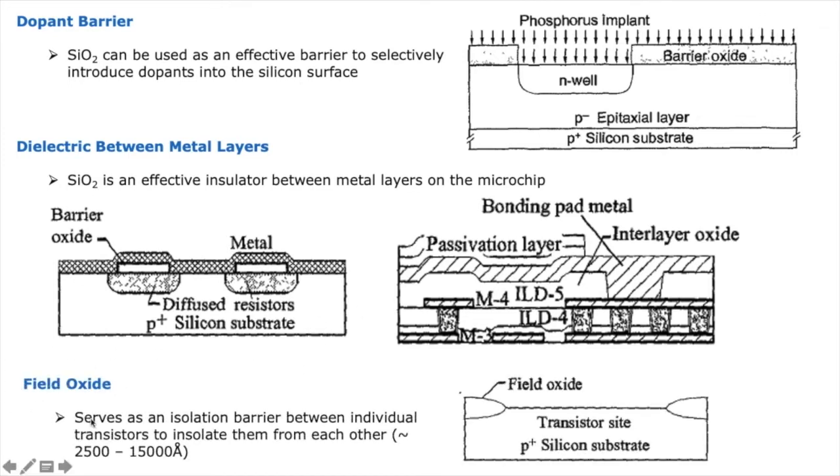This is called field oxide. The field oxide is also an isolation oxide. What you do is grow a small region with a thick oxide layer, around 2500 to 15,000 angstrom. So it's quite a thick oxide layer, these two parts. In these regions you are going to fabricate the transistor. So one transistor is separated from another by the field oxide.